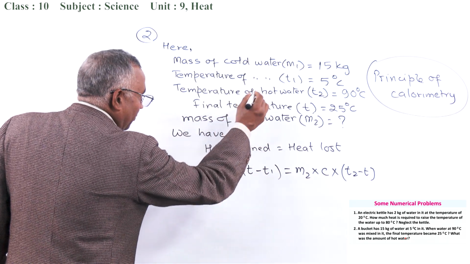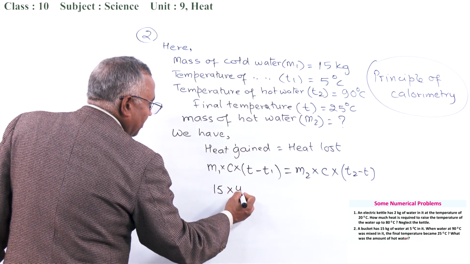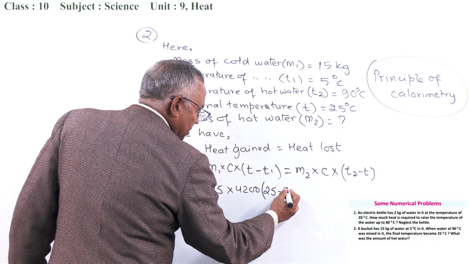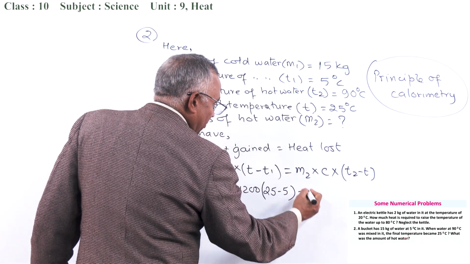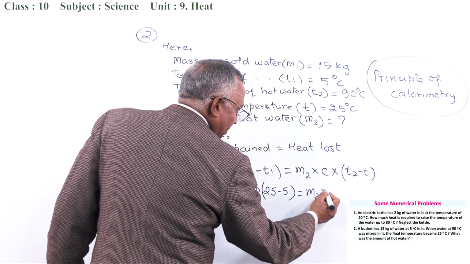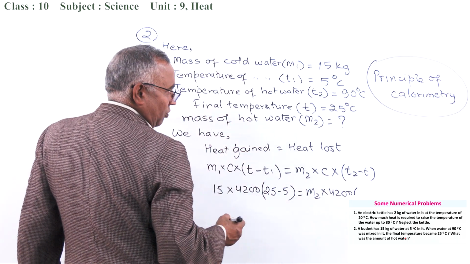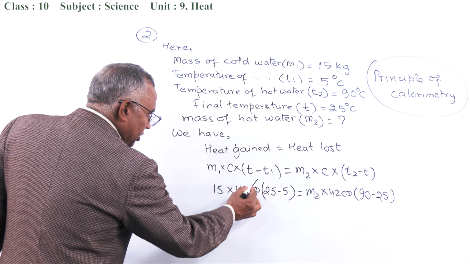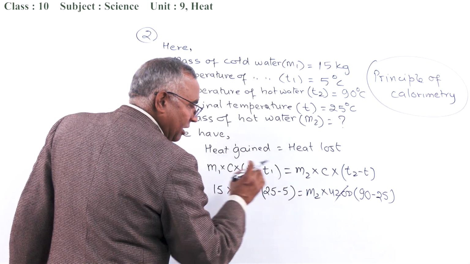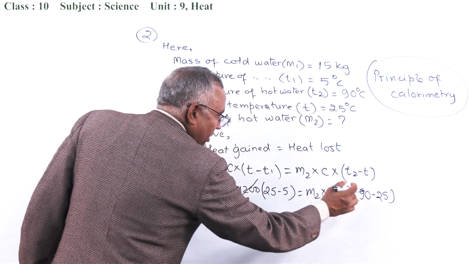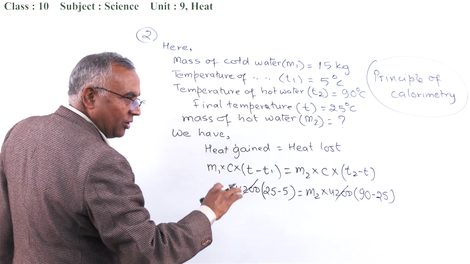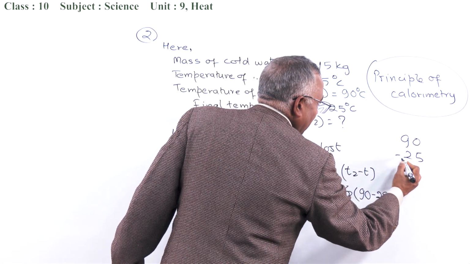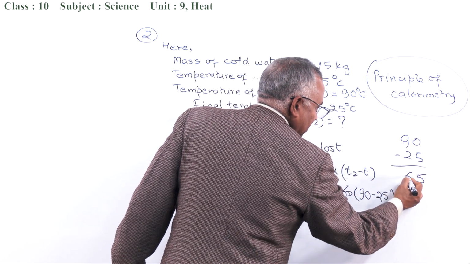Now place the values. m1 is 15, specific heat capacity is 4200, T is 25, T1 is 5, equals m2, which we don't know, times c 4200, T2 is 90 and T is 25. This 4200 you can cancel. You have to find out m2. So what do we get after subtracting 25 from 90? 90 minus 25 is 65.